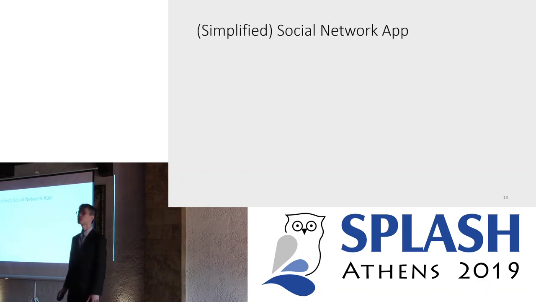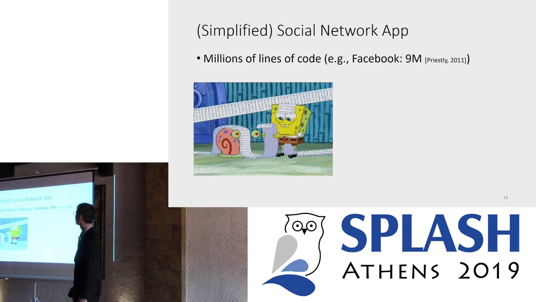For our case study, we'll be looking at a simplified social network app. Social network apps are extremely complicated. For example, Facebook back in 2011 had 9 million lines of code, and that's 9 million lines of code without even a dislike button. So with 9 million lines of code, it might be considered too difficult to perform inference.